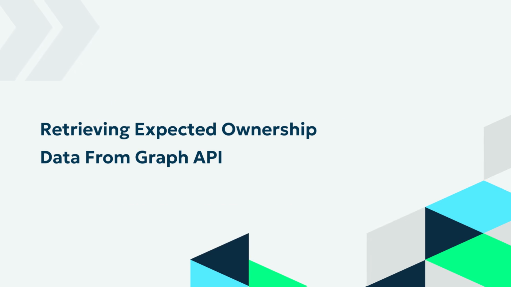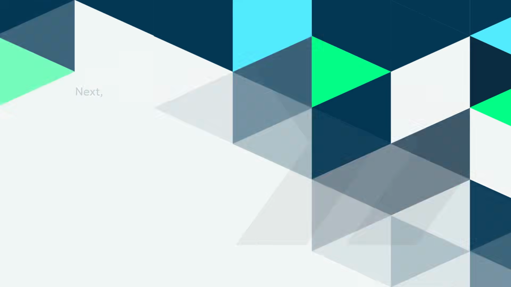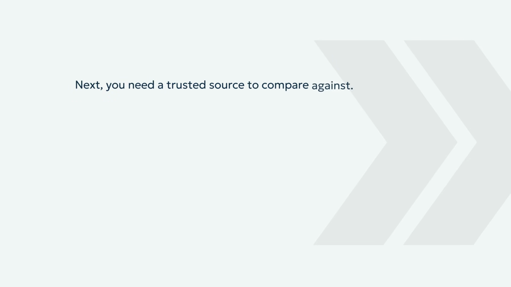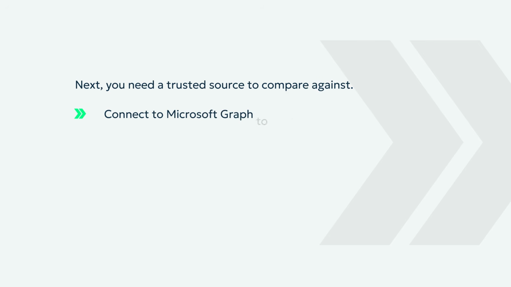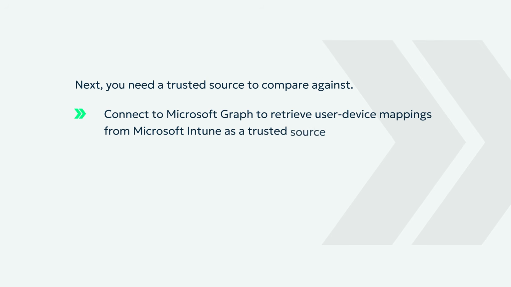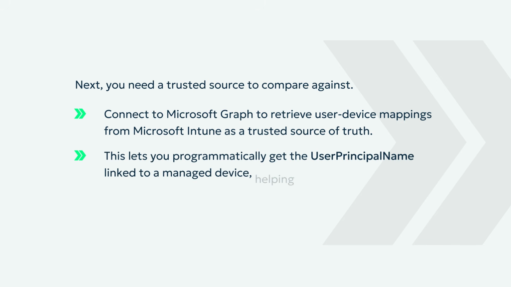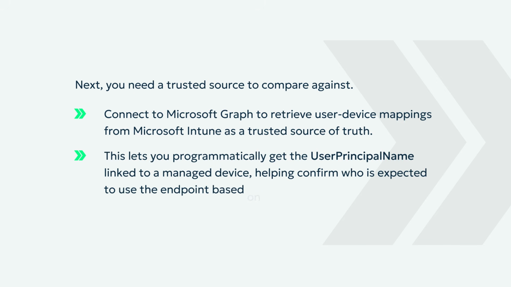Retrieving expected ownership data from Graph API. Next, you need a trusted source to compare against. Connecting to the Microsoft Graph, you can retrieve user device mappings directly from Microsoft Intune. This allows you to programmatically retrieve the user principal name associated with a managed device, helping establish who is expected to use that endpoint according to your central management records.